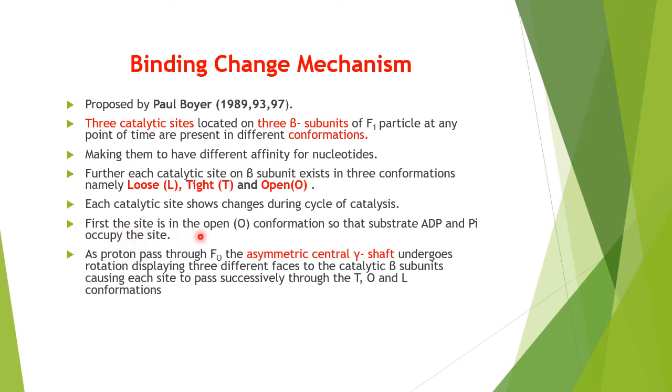First, the site is in the open conformation, so that the substrates, ADP and inorganic phosphate, occupy the site. As protons pass through F0, the asymmetric central gamma shaft undergoes rotation, displaying three different phases to the catalytic beta subunits, causing each site to pass successively through T, O, and L conformations. We'll explain it here.